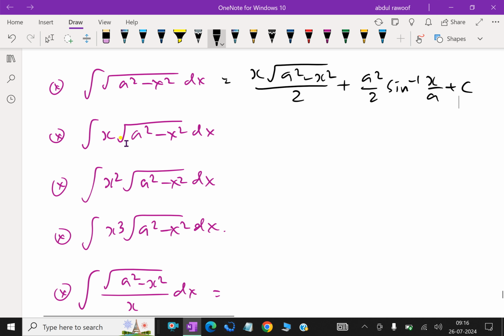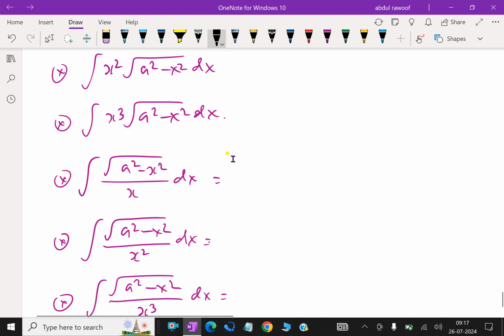Next is integral x into square root of a square minus x square dx. Here, these are by parts, with the square root of a square minus x square, we have to introduce one as the other function, then do by parts. For this, under the square root x square is there, differentiation of x square is 2x, and you can raise the power after substitution and introducing some constants, giving minus a square minus x square to the power 3 by 2 over 3.